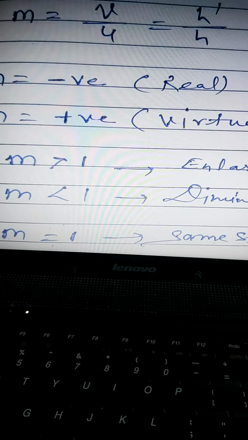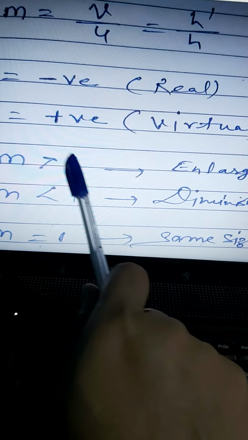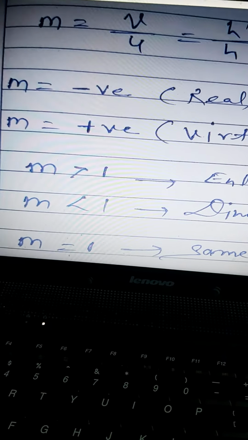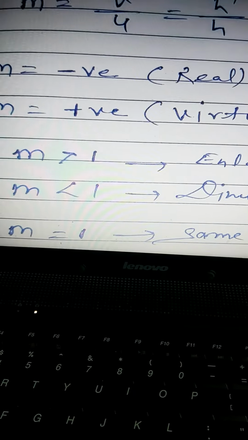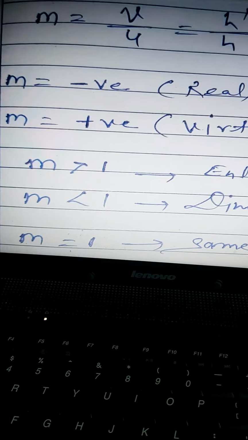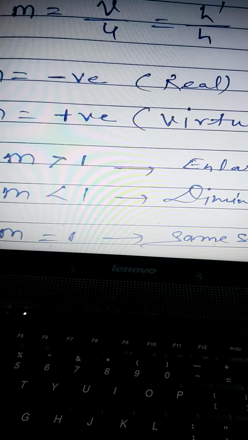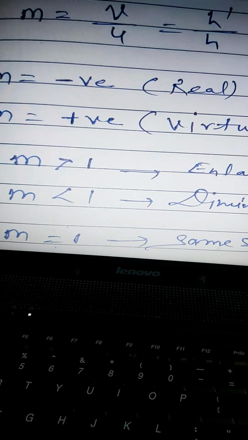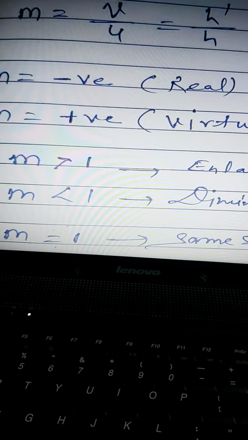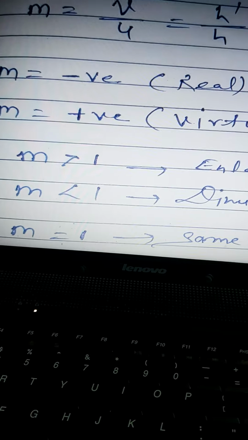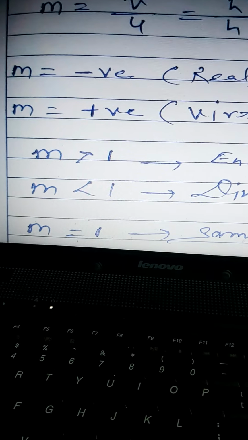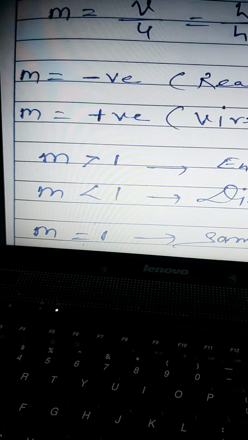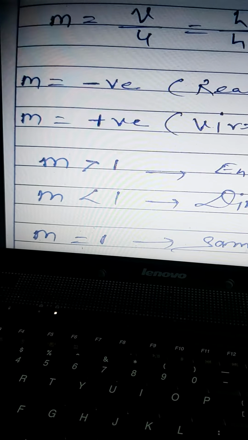Now apart from that, if m is greater than 1, that means it's an enlarged image. If m is less than 1, that means it's a diminished image. If m is equal to 1, that would be an image of the same size. Now the concave lens image will fall under which category? As you know, that is the less than 1 category. The value of m for the concave lens will always be positive and will always be less than 1.